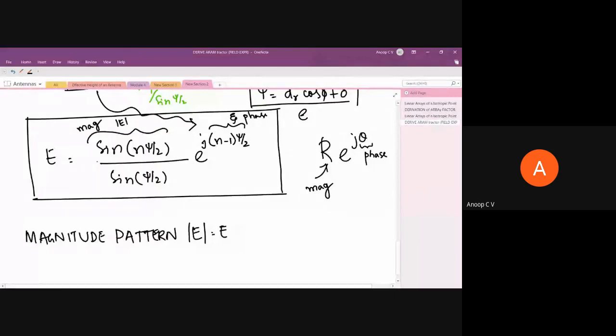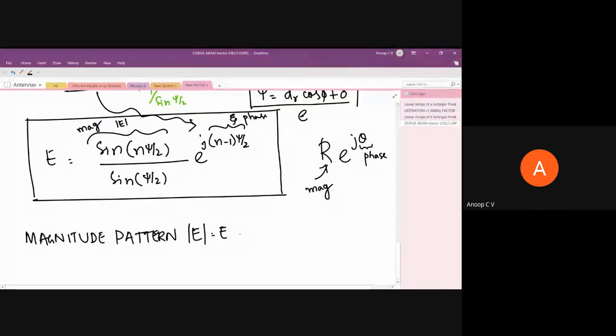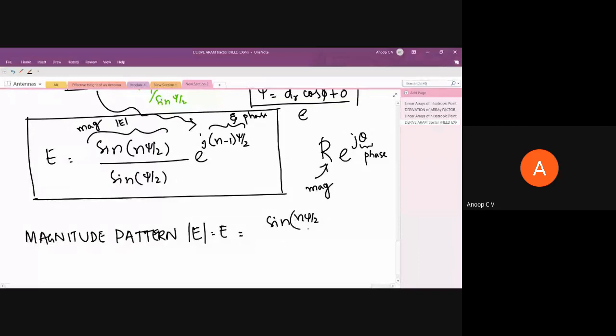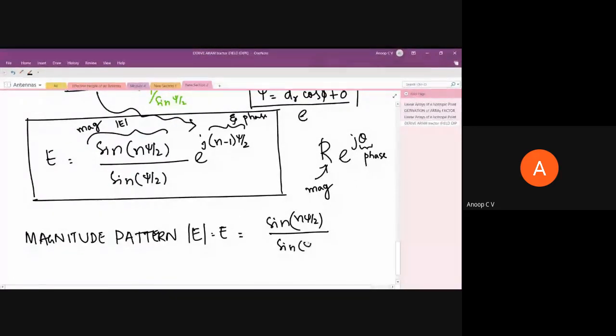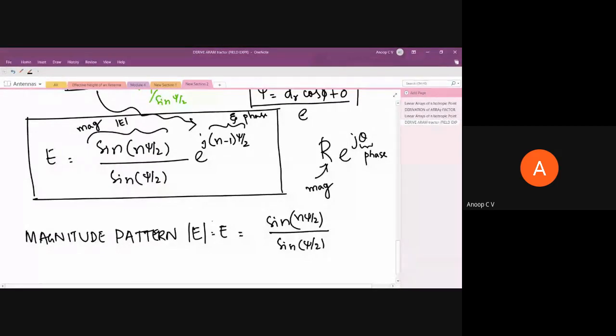Actually, if it is a phasor or vector, I should write it in bold case or put an arrow on top. It is vector. I'm not doing that, right? Please understand, unless otherwise specified, if I write E, we are interested in the magnitude pattern, right? So magnitude pattern is equal to sine n psi by 2 divided by sine psi by 2. So this is the magnitude pattern.